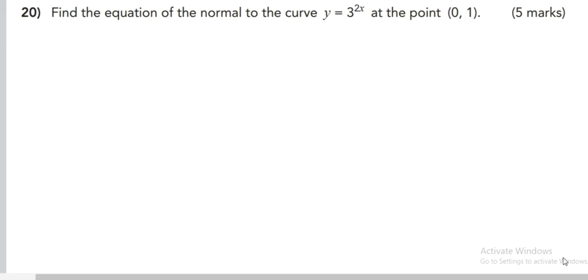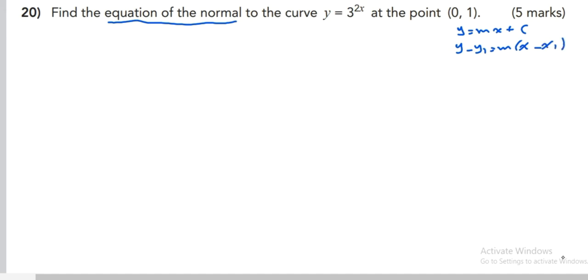Question 20. Find the equation of the normal to the curve y equals 3 to the power 2x at the point 0 and 1. In any question, if you are asked to find the equation of tangent or equation of normal, steps are similar. You will find dy by dx and substitute with the point to find the gradient, and use one of the two forms of the general equation of the line, because tangent or normal is represented by a line. The two forms of equation of a line are y equals mx plus c or y minus y1 equals m multiplied by x minus x1.